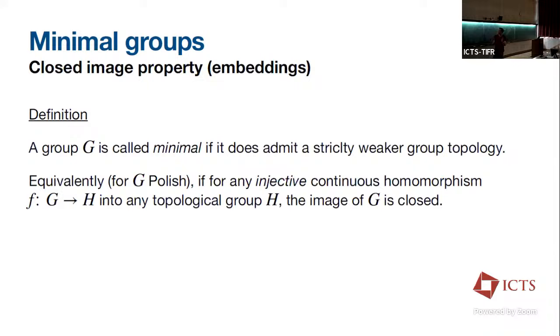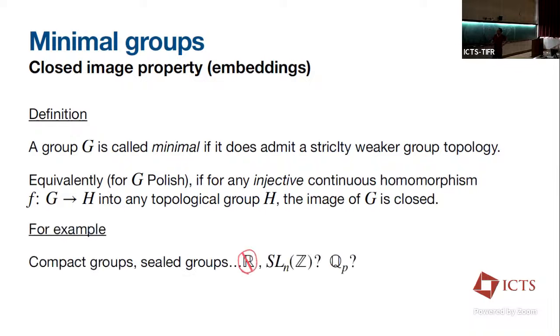And equivalently for G Polish, it's really the same as saying that any injective map is closed. Okay, so this is a closed image property as well. And some examples: compact groups, of course, every image is closed. Sealed groups, in particular compact groups, are sealed, not R.